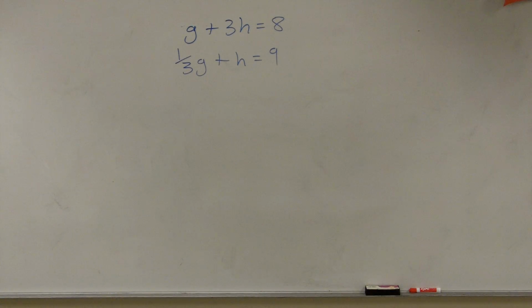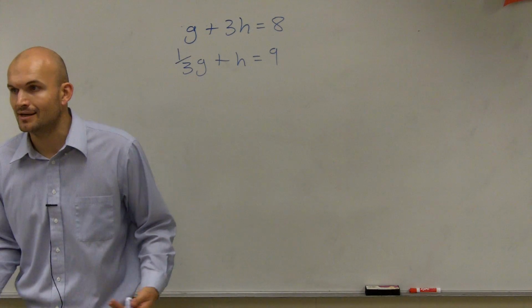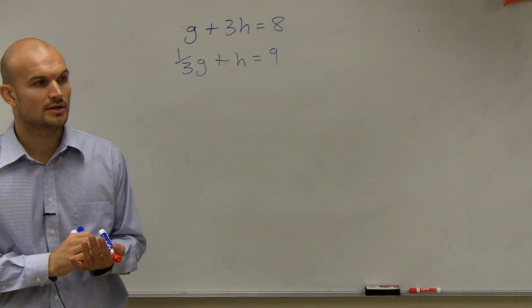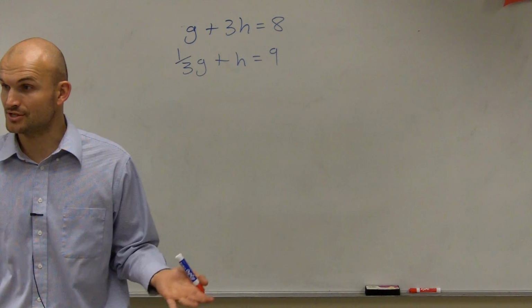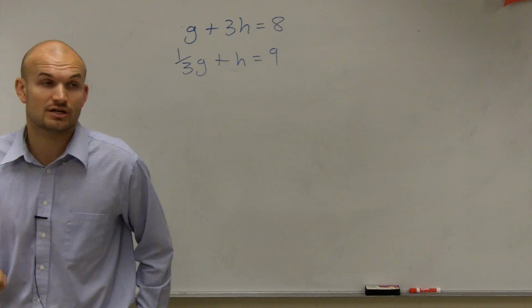OK, so let's go over this problem. I have g plus 3h equals 8, and 1/3 g plus h equals 9. Now remember, whenever we're doing substitution, we always want to look for the variable that is the easiest to solve for, right? And the easiest variable to solve for is one that's going to have a coefficient of 1.